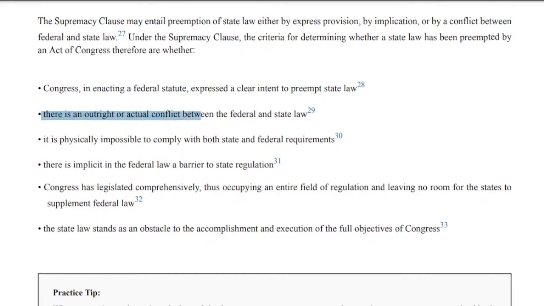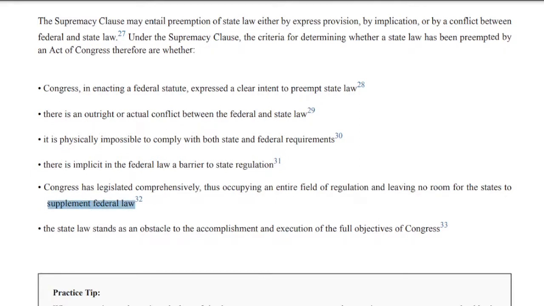There's an outright or actual conflict between the federal and state law, which we are clear about: it is physically impossible to comply with both federal and state requirements. There is implicit in the federal law a barrier to the state regulation. Congress has legislated comprehensively, thus occupying an entire field of regulation and leaving no room for the states to supplement federal law.